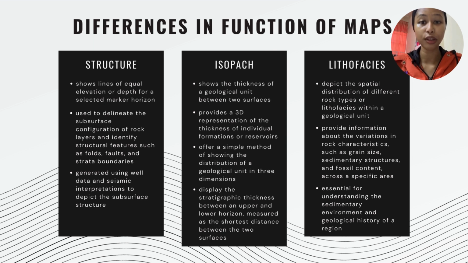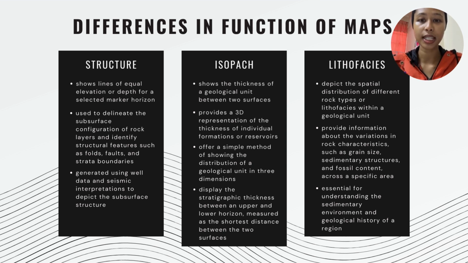And then we have the lithofacies map, which depicts the spatial distribution of different rock types or lithofacies within a geological unit. So they provide information about the variation in rock characteristics such as grain size, sedimentary structures, and also fossil content, which are essential to understand the sedimentary environment and geological history of a region.